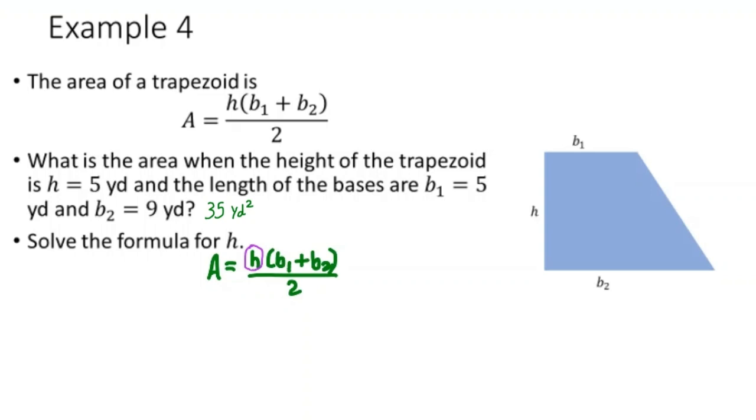Well, if we're going to solve for H, I want to do the complete reverse to get H by itself. So the first thing I would do is get rid of the division by 2, since that's the last operation we would perform. The way we would get rid of division is we would multiply both sides by 2.